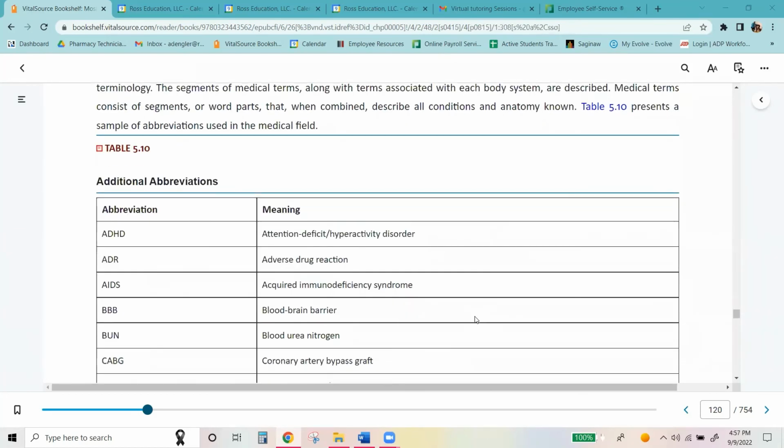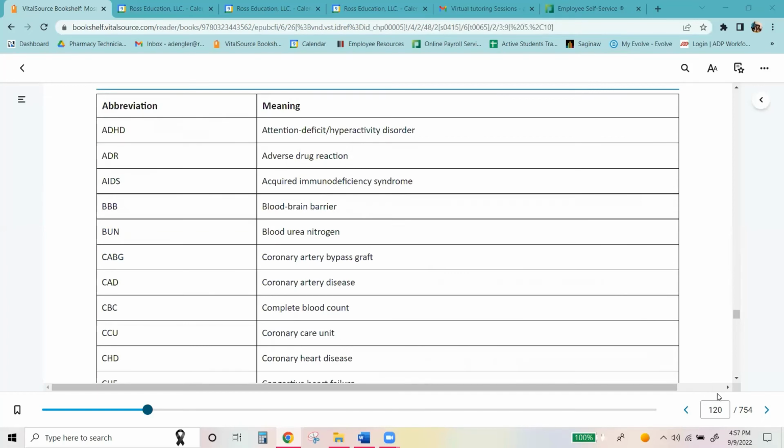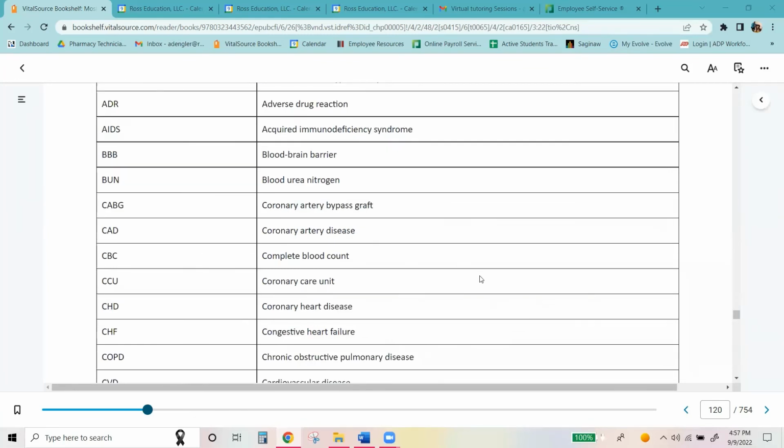Medical terminology: table 5.10 has additional abbreviations. These are abbreviations used for medical things, not necessarily pharmacy. So ADHD, ADR, which is an adverse drug reaction, AIDS, BUN, blood urea nitrogen. So you have all of these.